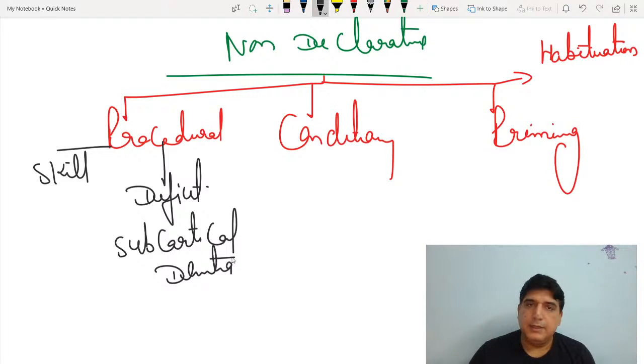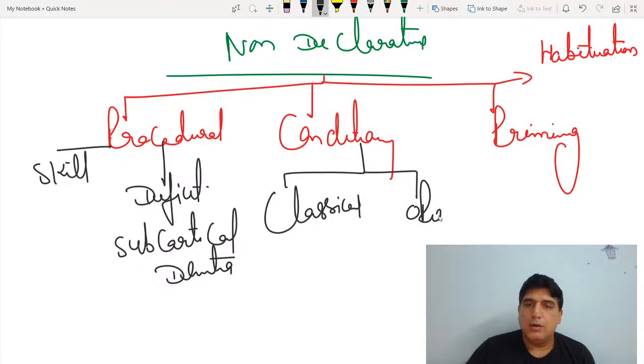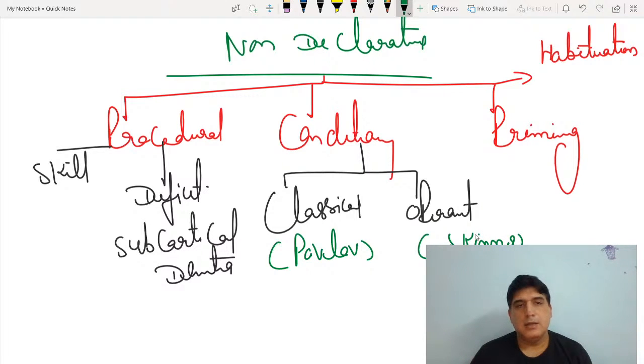Okay. Conditioning. We have classical and operant. Who has given the classical conditioning? Pavlov, and operant conditioning, Skinner. So procedural memory is about skills, how to play badminton, how to play cricket. Deficit occurs in subcortical dementia. Conditioning, we have classical conditioning given by Pavlov, operant conditioning given by Skinner.